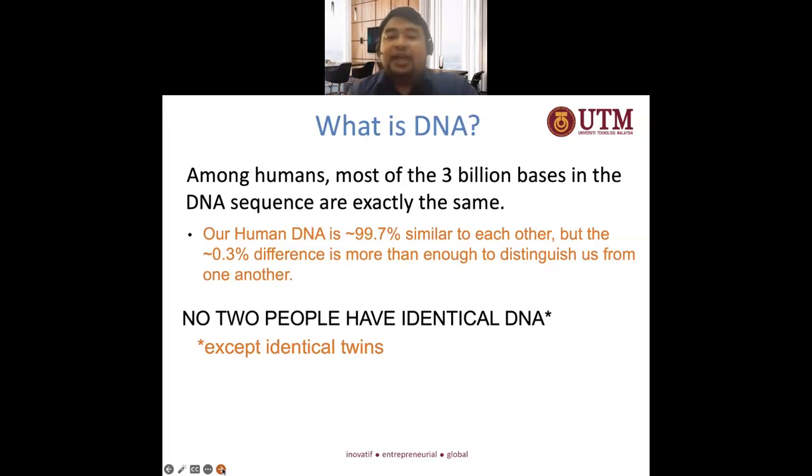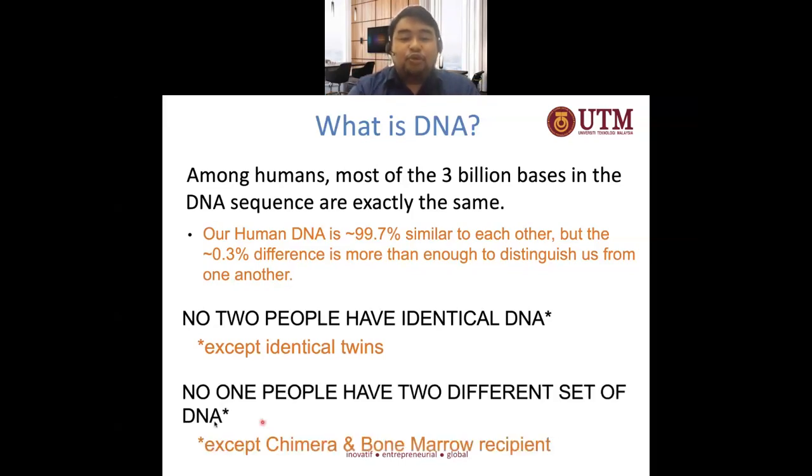Identical twins would have identical DNA because of their formation itself, the separation of the zygote, creating two embryos inside your mother's uterus. All right? And there is also another condition. No one person has two different sets of DNA. Can you imagine that people have two sets of DNA? True or false, except for chimeras and bone marrow recipients.